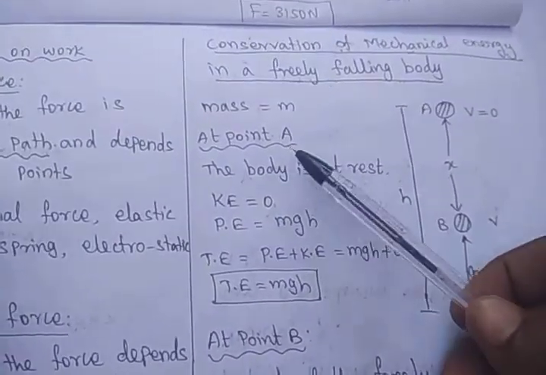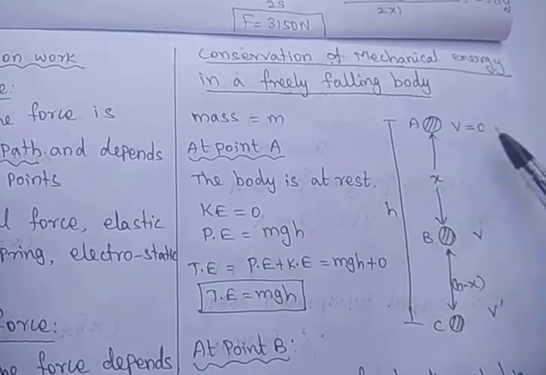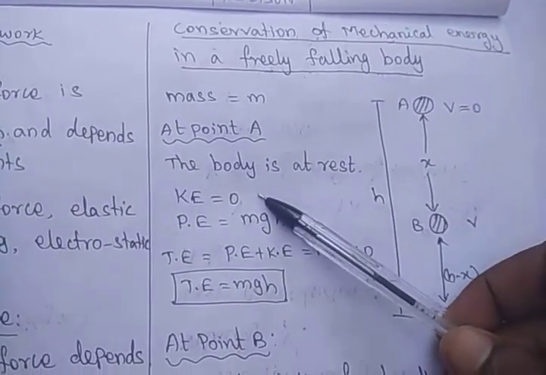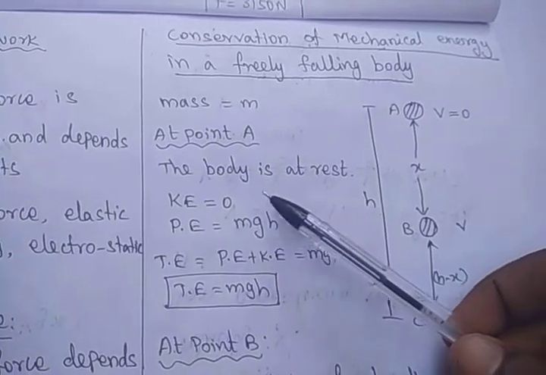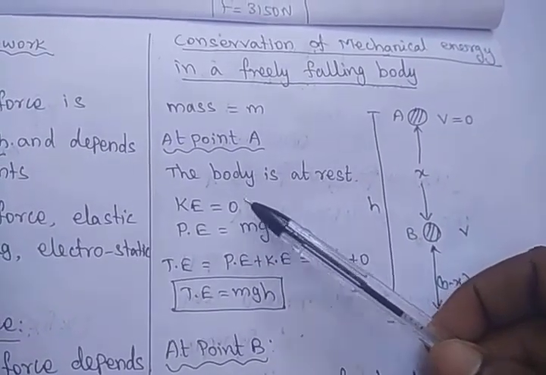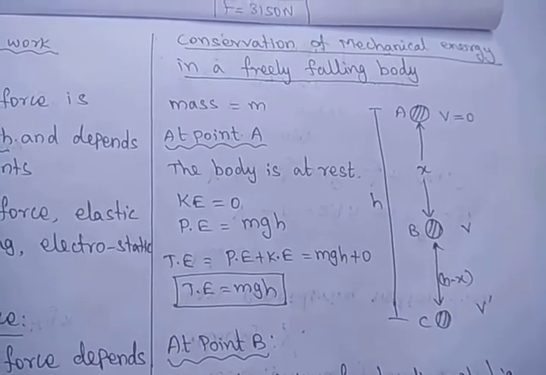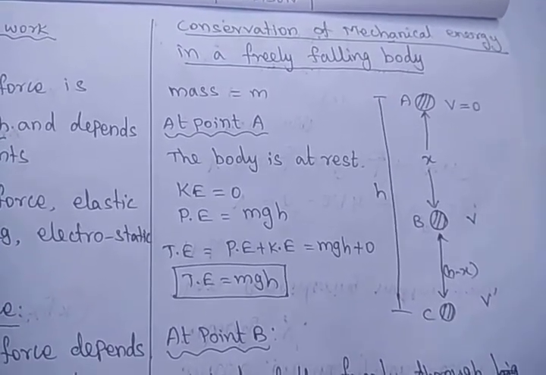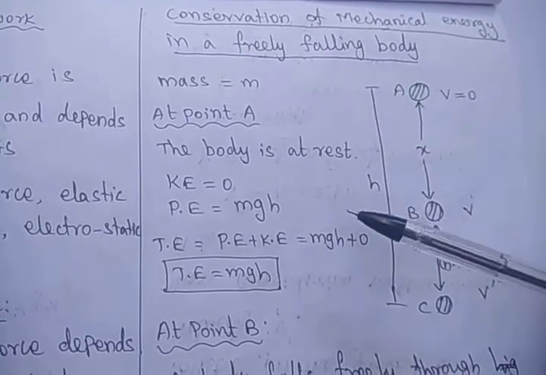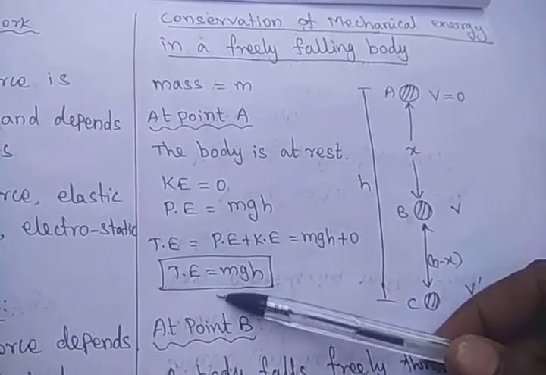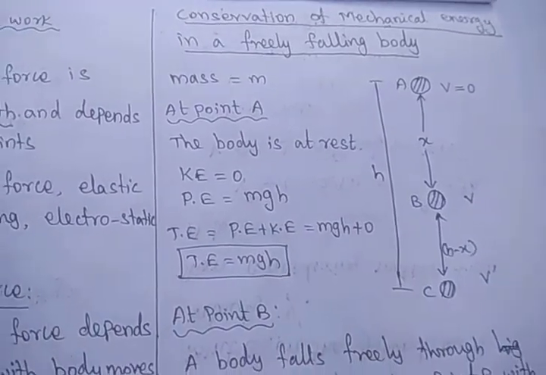Now we are going to calculate the total energy at the points A, B and C. At point A, the body is at rest, so the velocity is 0. The kinetic energy is half m v squared, and velocity 0 means kinetic energy is 0. But the potential energy formula is mgh, where h denotes the height of the body. So the height of the body is h. So the total energy, which is potential energy plus kinetic energy, is equal to mgh.